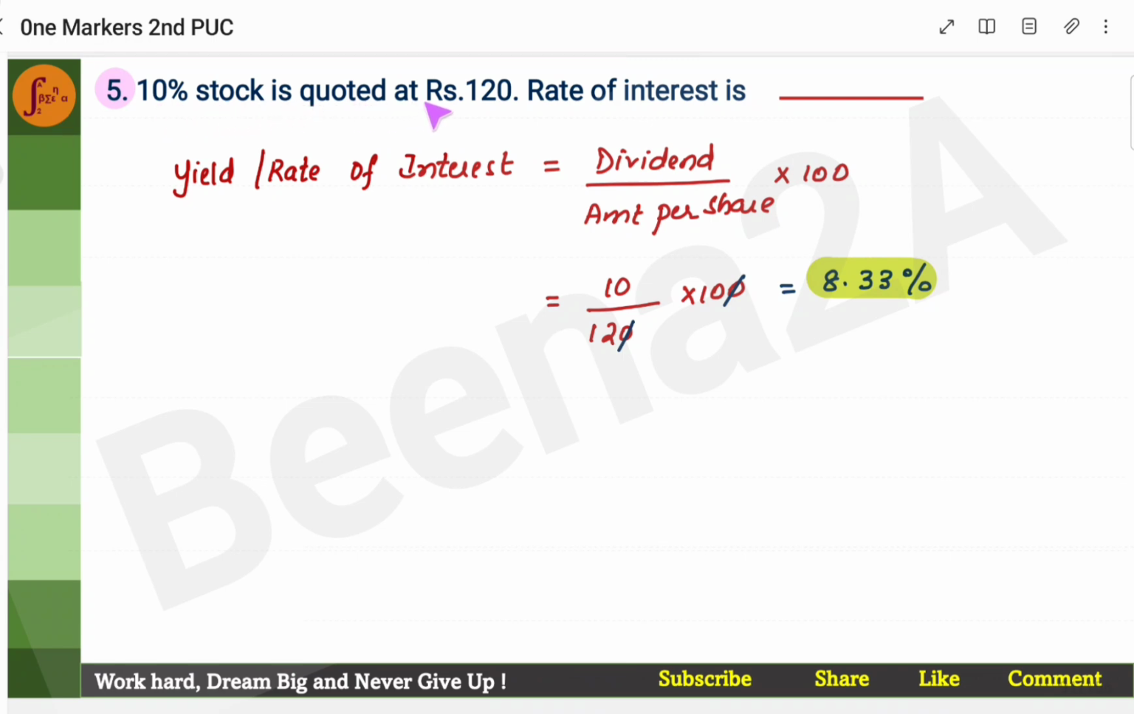So next problem. 10% stock is quoted at rupees 120. Rate of interest or yield. Now you need to find the yield. 10% stock, so it's dividend. Dividend is 10%. Quoted at rupees 120. That means the stock price is 120. The price of one stock is 120. And yield is always for 100. Right? So 10 by 120 into 100, you get 8.33%.